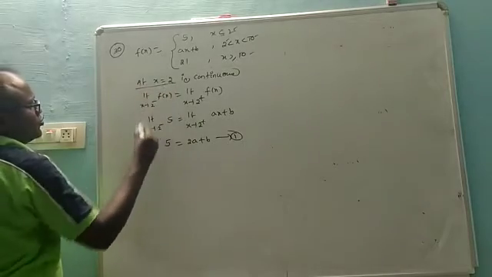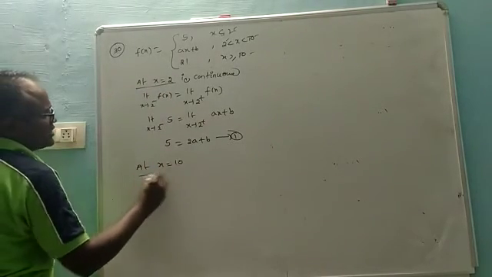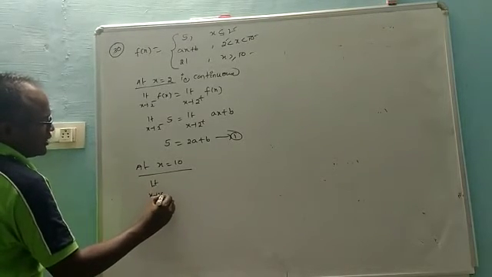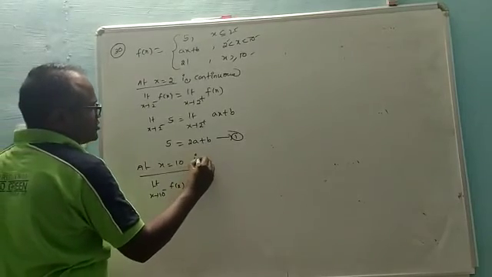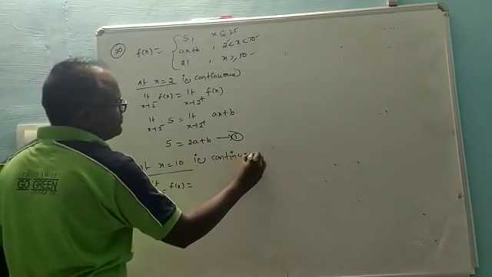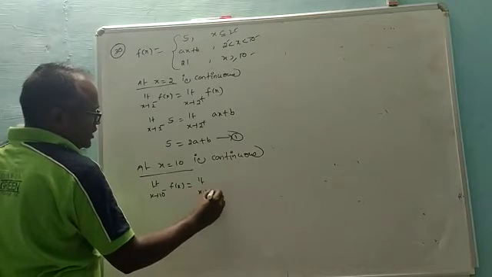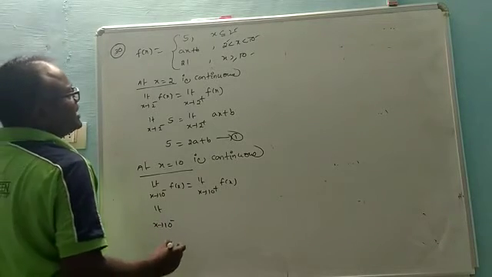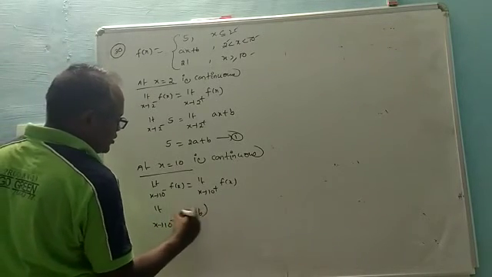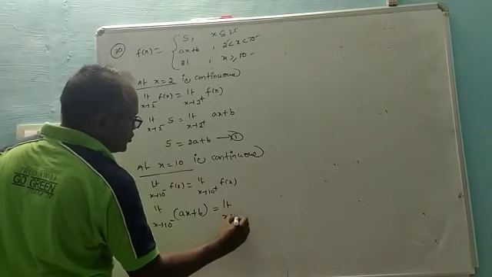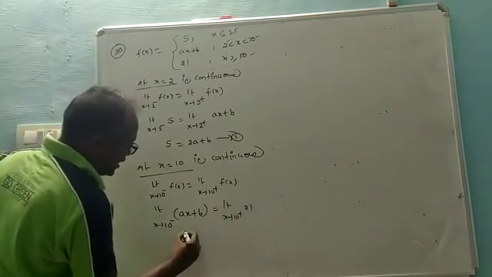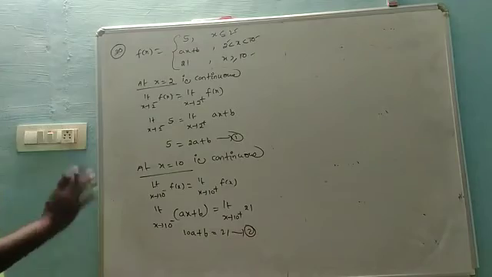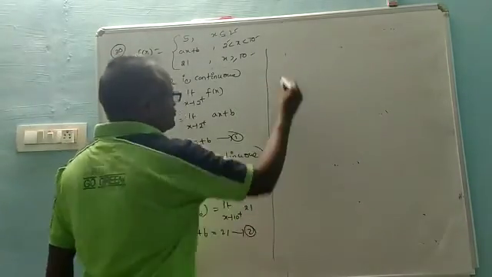Next, x is equal to 2 is over. At x is equal to 10, left hand limit, limit x tends to 10 minus f of x, is equal to, here also it is continuous, already given in the question, limit x tends to 10 plus f of x. Therefore limit x tends to 10 minus, less than, means ax plus b, is equal to limit x tends to 10 plus, greater than, means 21. So 10a plus b is equal to 21. Treat as equation 2. Solve equation 1 and 2.